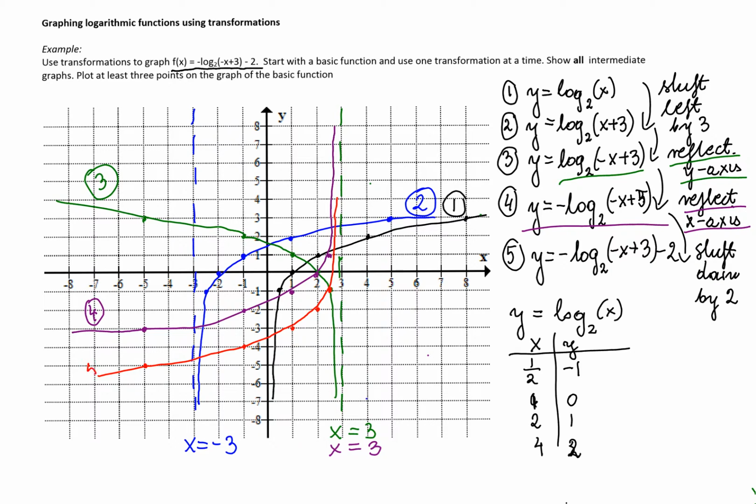And this is graph 5, the final graph. This is the graph of the function y equals negative logarithm to the base 2 of negative x plus 3, minus 2.